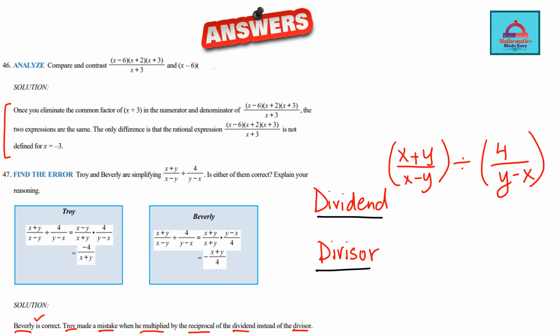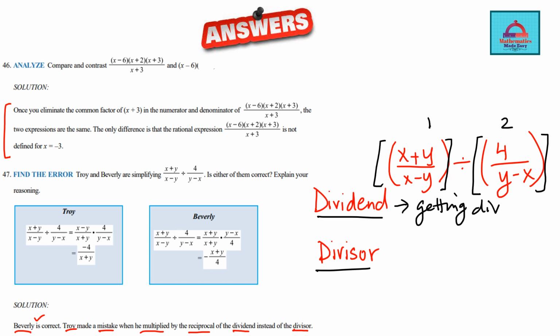So when you are dividing two rational expressions, one is the term which is getting divided and the second is the one which is dividing. So 1 and 2 I'm going to number. The dividend is the one which is getting divided, which is the first one in this question. And the divisor is the one which is doing the division, which is dividing. So that is the second one.